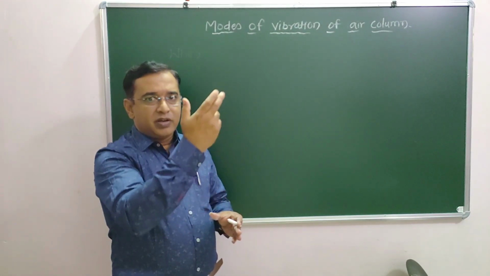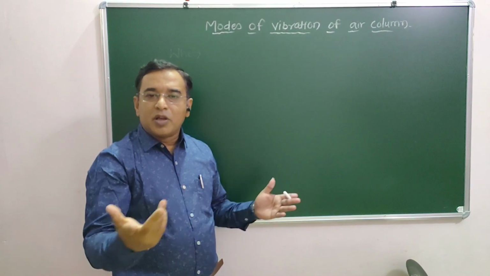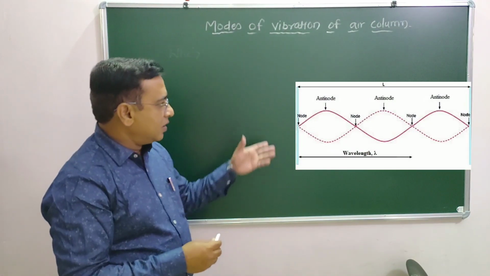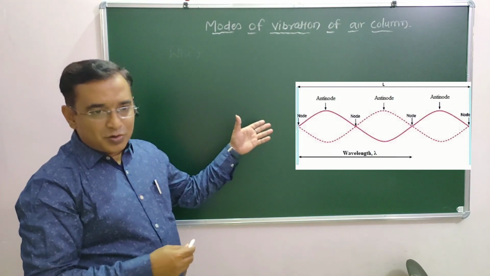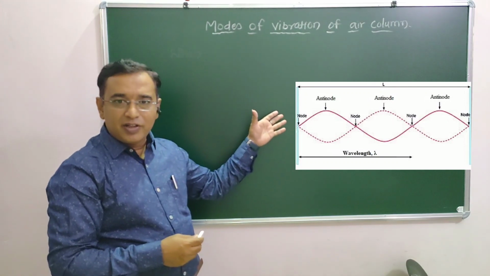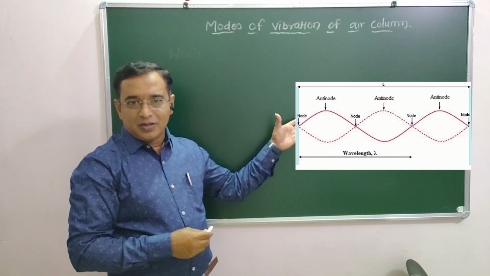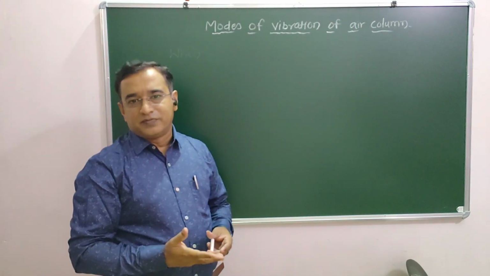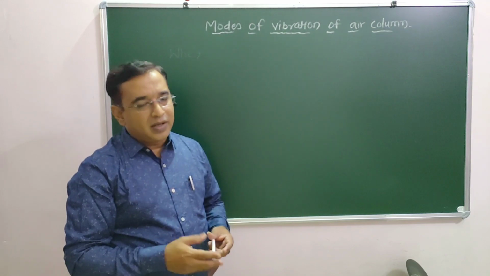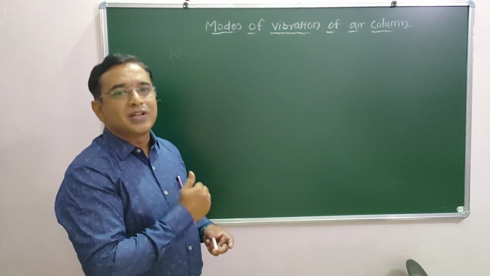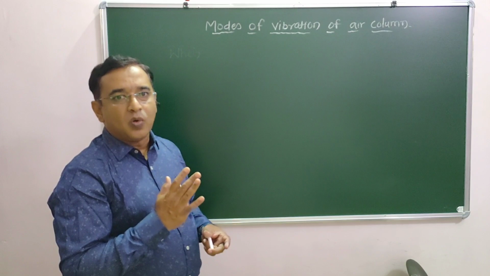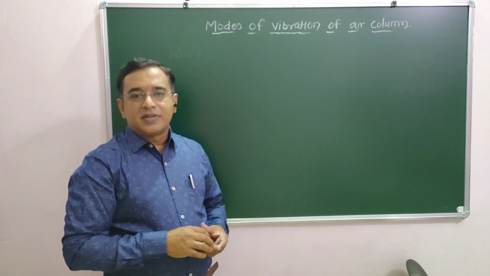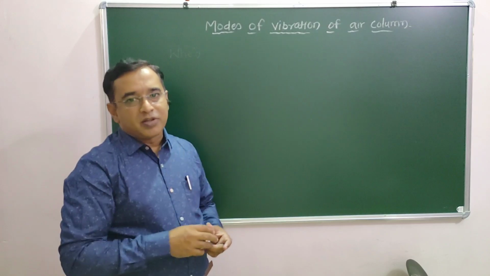incoming and outgoing waves interfere with each other, forming a stationary wave pattern. Obviously, stationary wave means we have the nodes and the antinodes alternatively arranged. But one thing we have to remember is that always at the open end, antinode is formed, and always at the closed end, node is formed. Very simple concept that we are going to see in the modes of vibration.